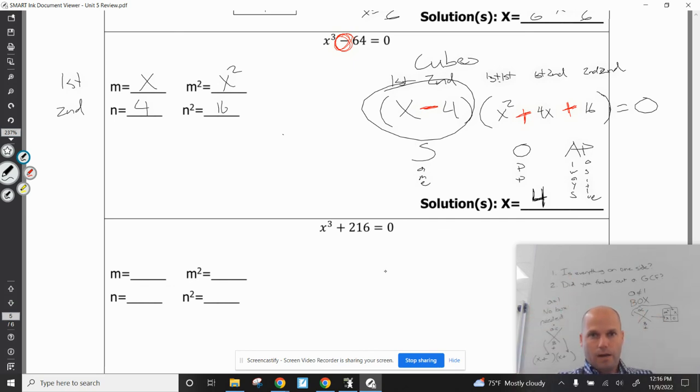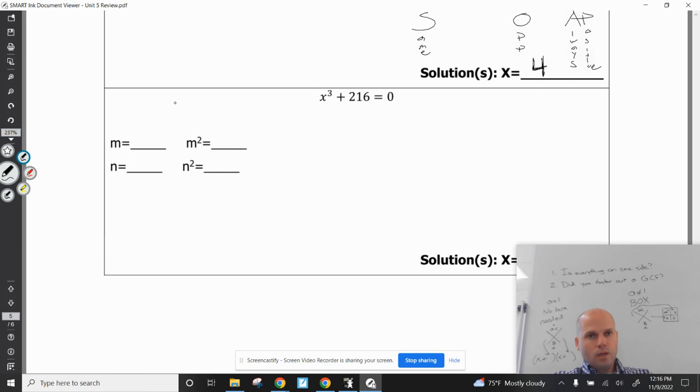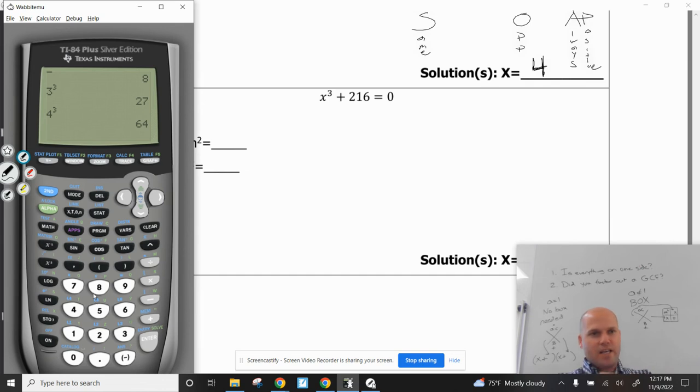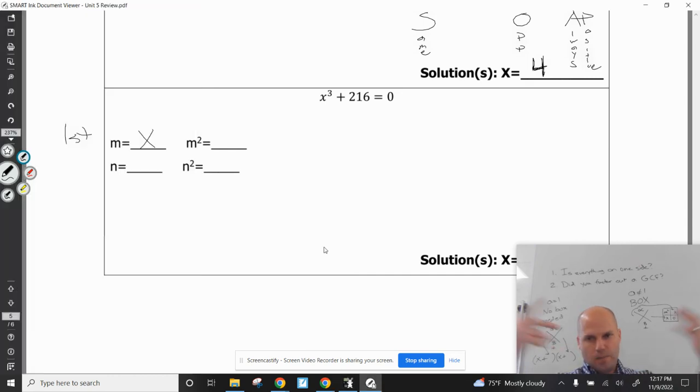Okay? All right, let's do that again. Ready? X times itself 3 times, x cubed. That's my first. My second term, 216, well, keep your running tally going. I think it's 6. 6 times 6 times 6, or 6 cubed, is 216. Okay, keep your running tally going and pay attention.